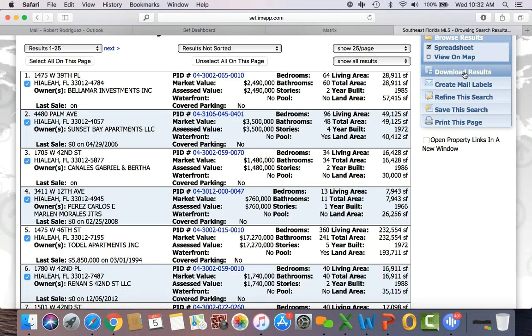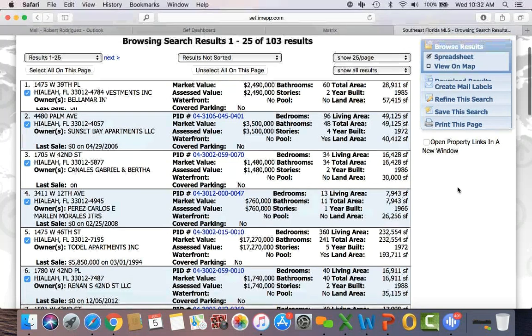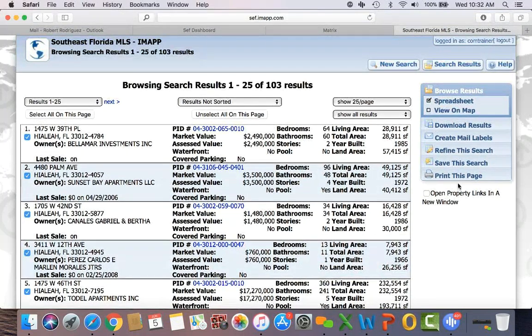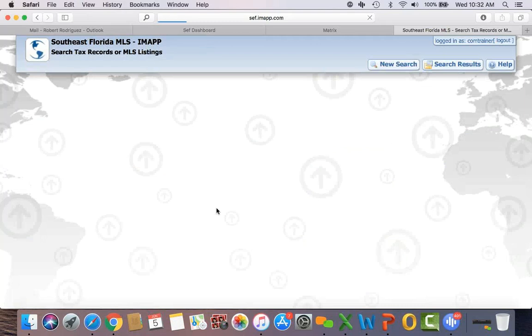And you can contact the owners and let them know that you're in the business, and perhaps you can get a listing or even purchase a property cash if they're interested in selling. So that's one way to use iMapp for prospecting. Let's go ahead and click on New Search, and let's try this again.